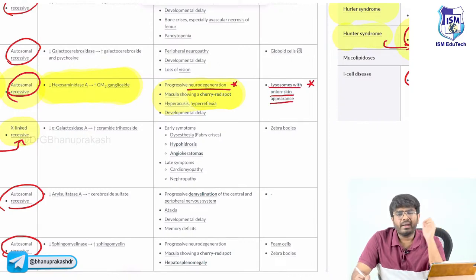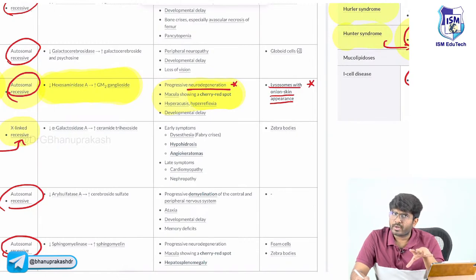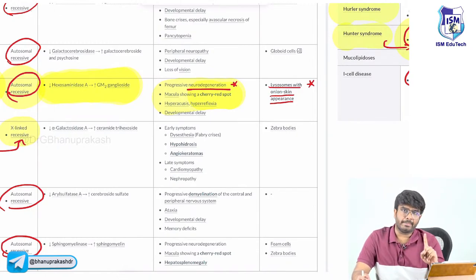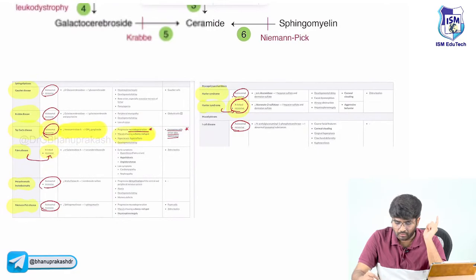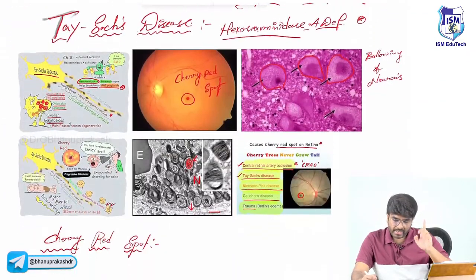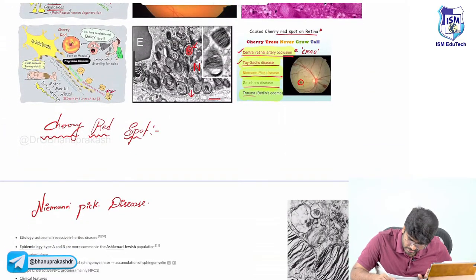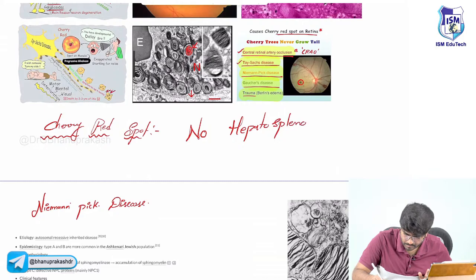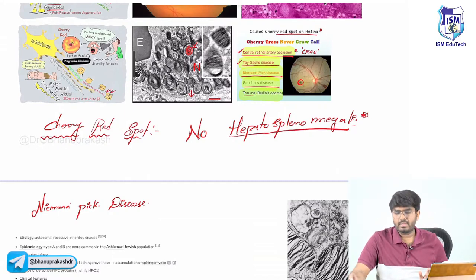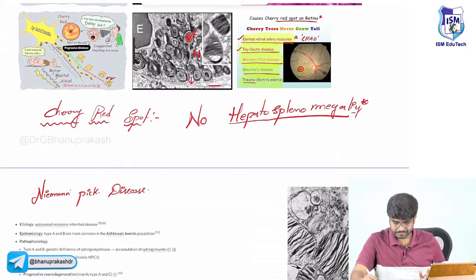But here, have I ever mentioned that there is hepatosplenomegaly? So, there is no hepatosplenomegaly. Whenever you see the word hepatosplenomegaly, forget about Tay-Sachs. No hepatosplenomegaly. It is seen in other conditions.